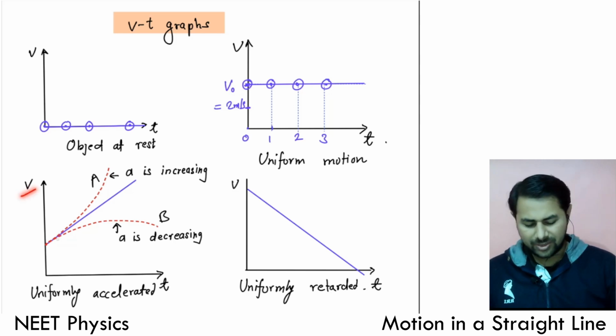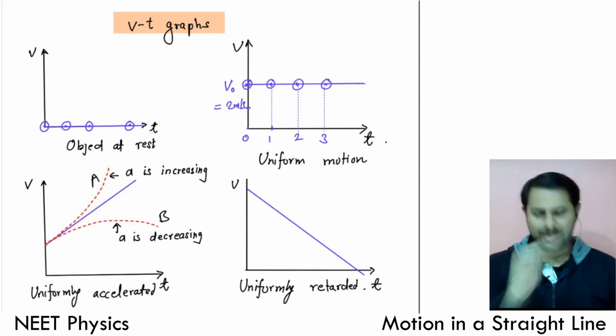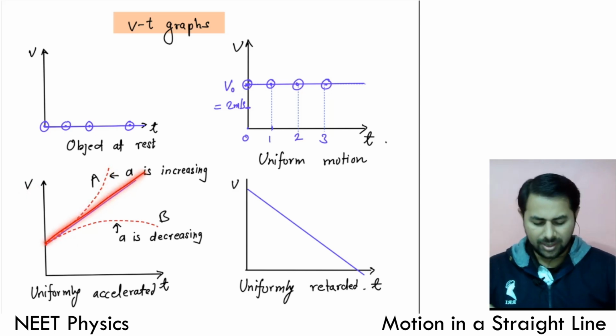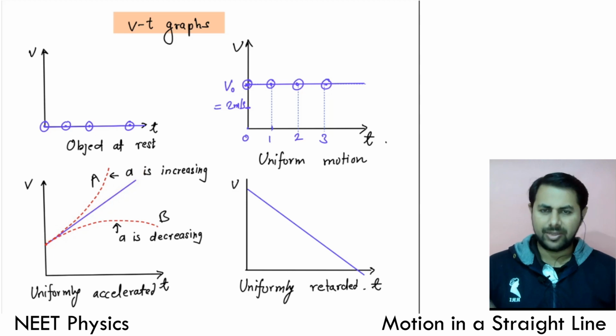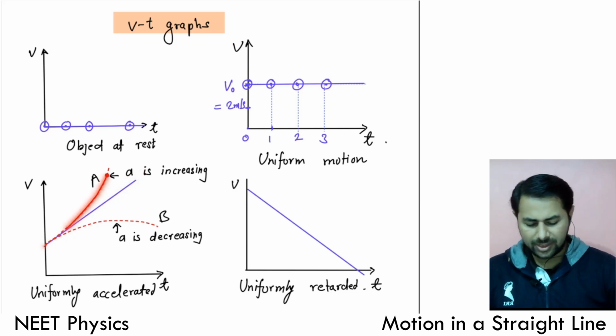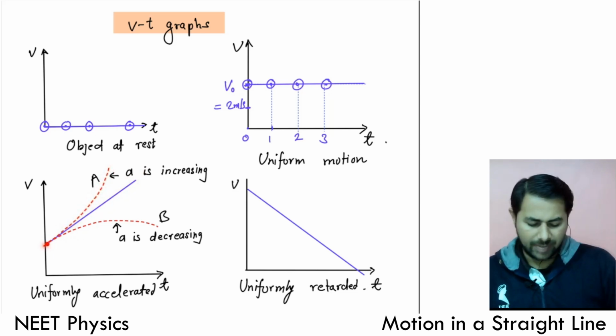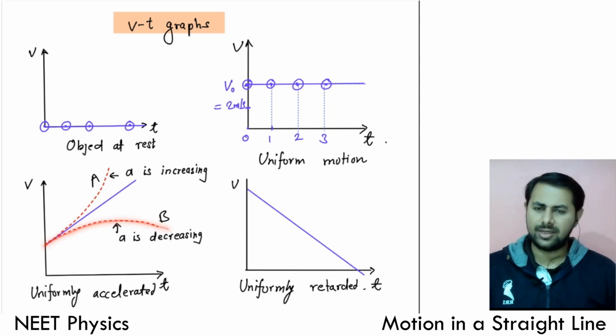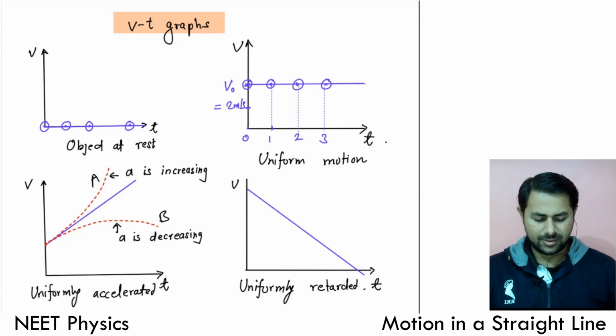Then the velocity versus time graph will look like this. Increasing acceleration. If acceleration is constant, the velocity versus time graph will be a straight line. If acceleration is increasing, the graph will look like this. If acceleration is decreasing, then the graph will look like this. Okay, this is clear, everyone?